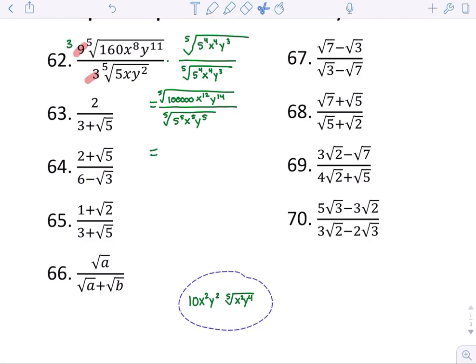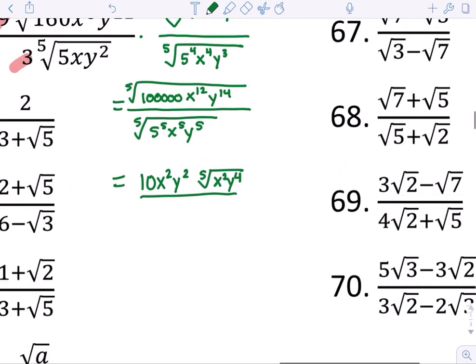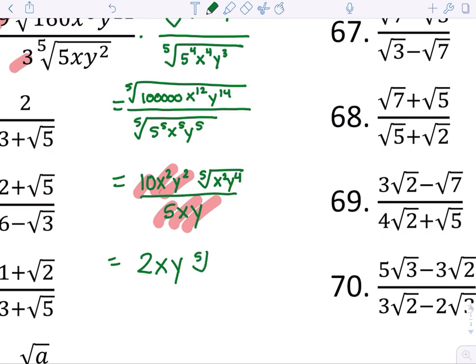Equals. Now that was the simplification of the top. Now on the bottom, remember this 5th root cancels off all those 5 powers. So 5xy. And now we could cancel, 10 and 5 cancel, so that means we just get a 2. 1 x cancels from both, so we just get an x. And 1 y cancels from both, so we only get a y. 5th root of x squared y to the 4th.